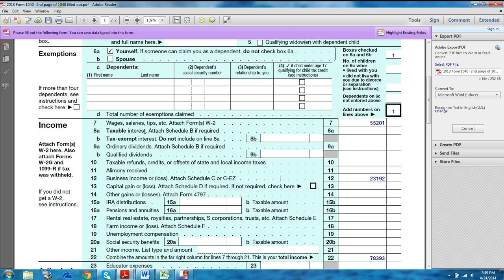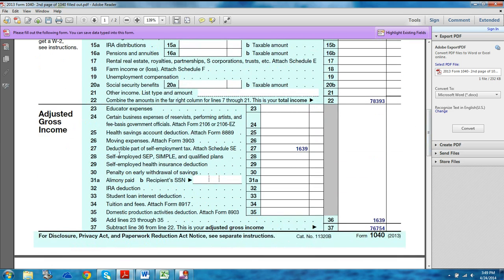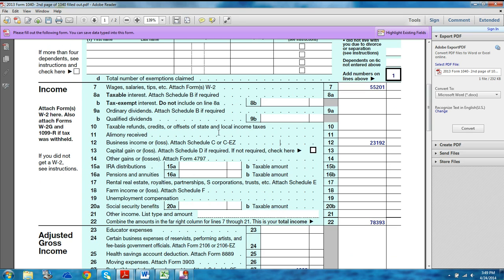Some other sources, I'll just hit the main ones, to my knowledge at least, the ones that I run into the most. Alimony received. If you get alimony, it is taxable. If you pay out alimony, it's tax deductible. So if you pay it out, you can put it right here. And of course, they're going to want the social security number of who you pay it to so they can look at that person's return and make sure they're claiming it as income right here.